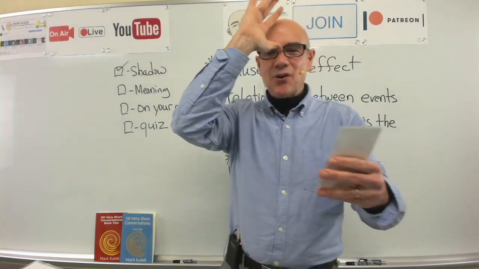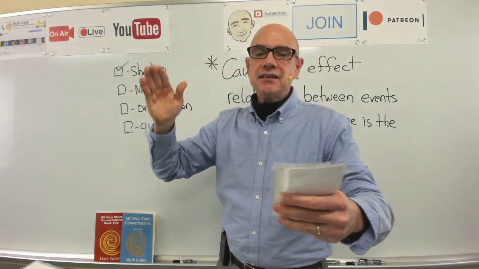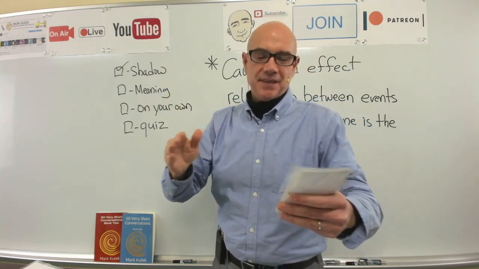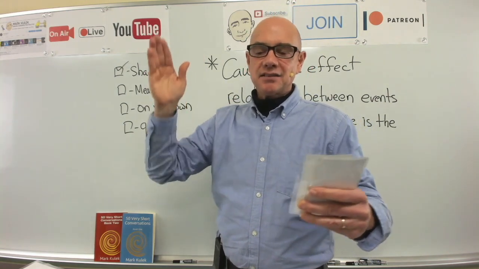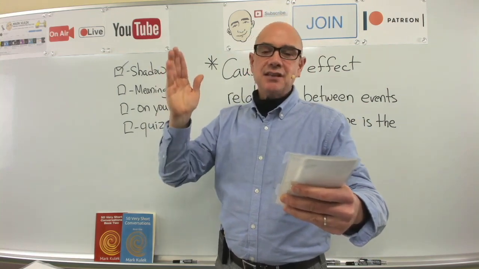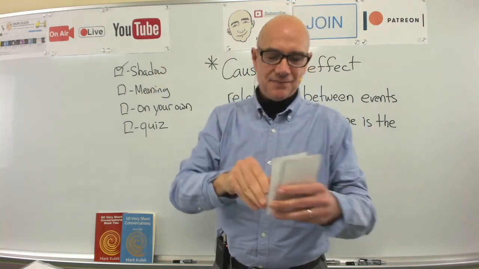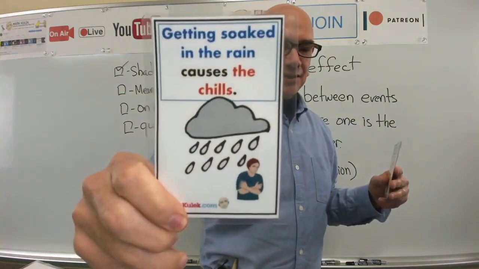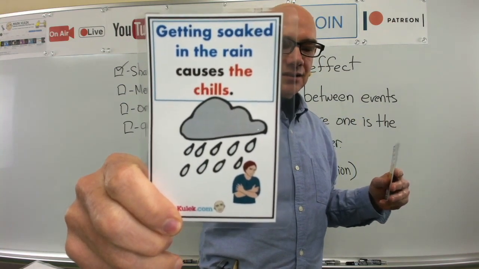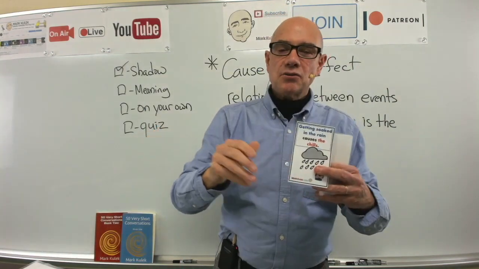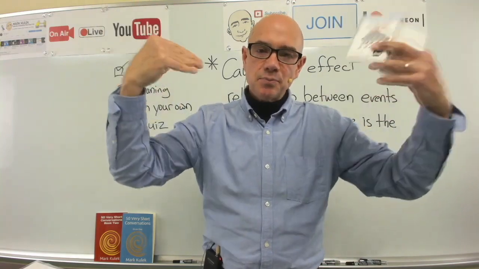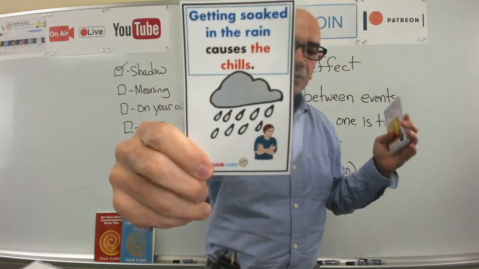Okay, card number 4. Getting soaked in the rain causes the chills. Now, getting soaked means to get very, very wet, right? So you're out in the rain and you don't have an umbrella, you don't have a rain jacket, and you get super wet. And then that will cause the chills. That means you suddenly get super cold and maybe a fever.